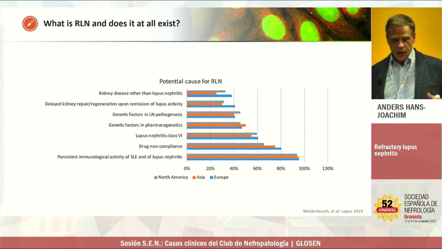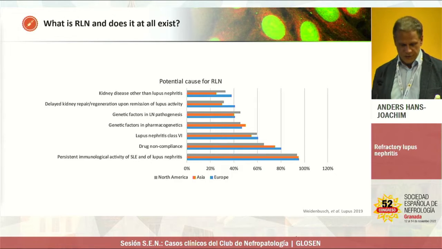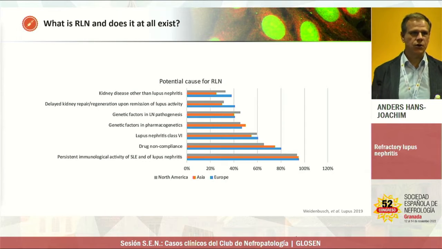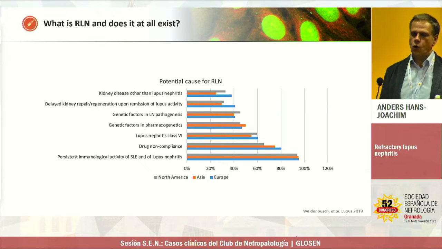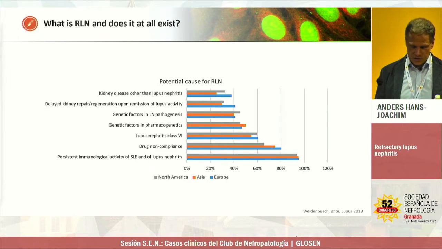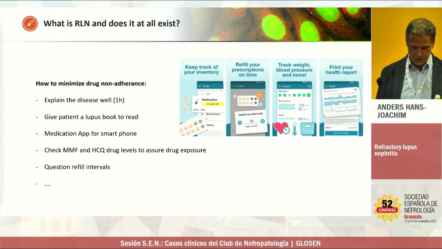When asking what you consider a potential cause for refractory lupus nephritis, almost everyone assumes that there's a persistent immunological activity. But no one really checks for that, for example, by rebiopsy. So how can you define a persistent immunological activity without a kidney biopsy? I don't know. Some assume proteinuria as an indicator of this, but we know as nephrologists proteinuria has a big differential diagnosis. So there's also no consensus on this, actually.